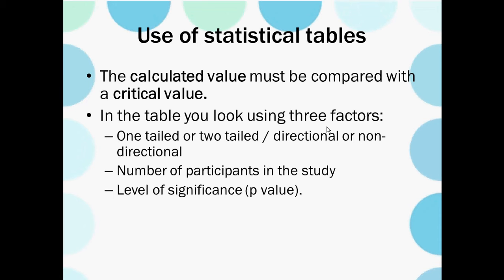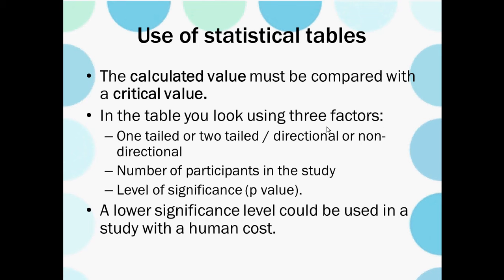So you have to use different numbers in order to accept that particular hypothesis. Then you have to look at the number of participants taking part in the study and the level of significance that you're using, the p-value, normally 0.05, but not necessarily, as we'll see in a minute. So for example, a lower significance level could be used in a study with human cost. So if you're looking at like a drugs trial or something, where the drugs might be really dangerous to some people, you might have a 1% significance level instead.